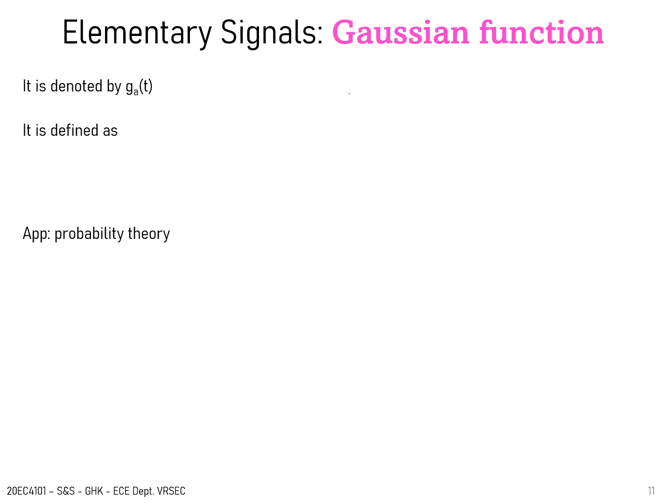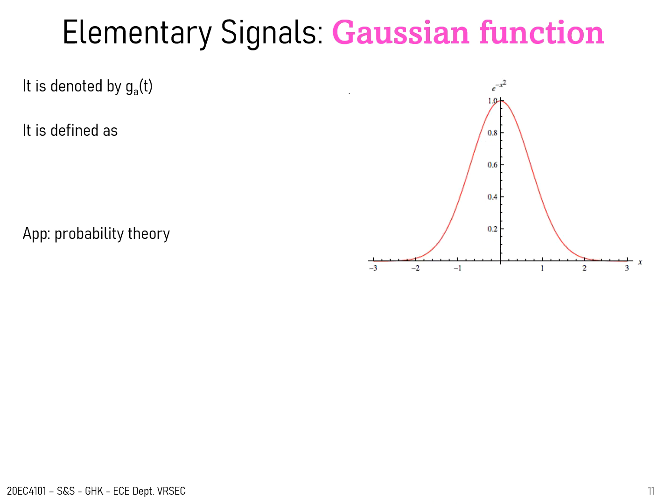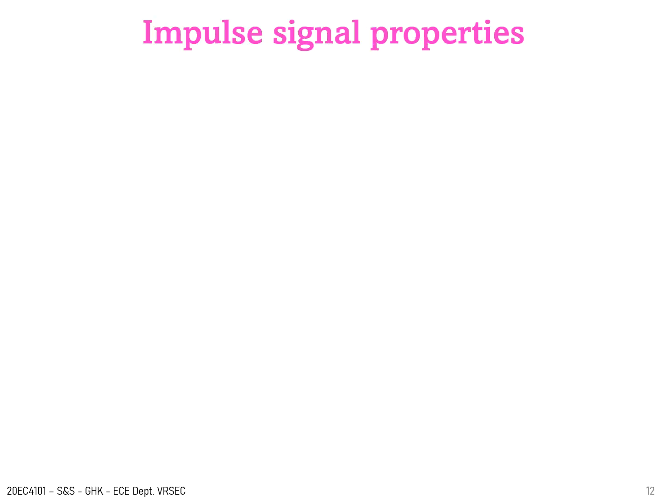Gaussian function, it is denoted by g of t. Here this curve represents a bell-shaped curve. It is defined as g of t equals e power minus a t squared, t ranging from minus infinity to plus infinity.